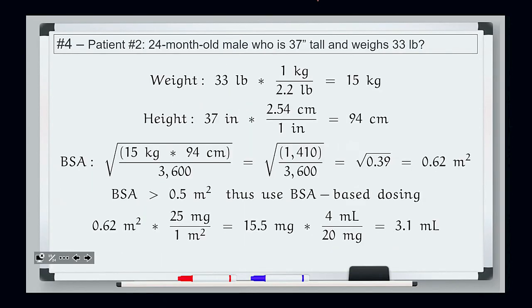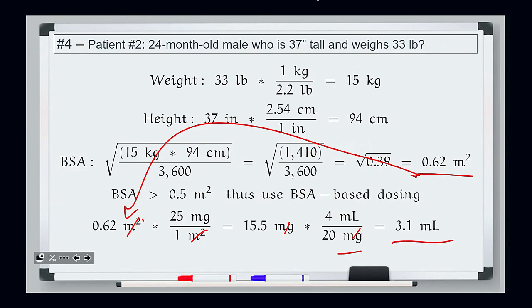Now, the next question, the only difference here was that by the time you did all of that same work, their body surface area turned out to be greater than 0.5. Since it's 0.62, it's body surface area dosing. So we used their body surface area that we just calculated times the 25 milligrams per meter squared. That gave me 15.5 milligrams. Same drug concentration, so again, times 4 divided by 20, and I got 3.1 mLs.